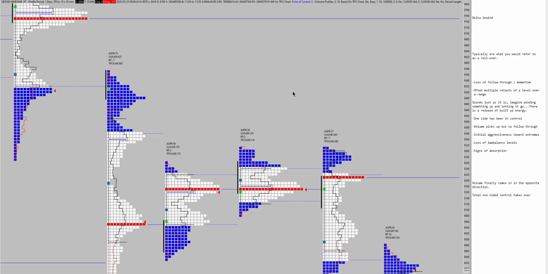So a Delta Unwind is just as an unwind sounds. Imagine that we are winding something up and building up a lot of potential energy, and then all of that is released. A lot of times what we'll see is that unwinds are typically what we would normally refer to as rollovers. So in this case, this will look like a backside retest, and this will result in a rollover.